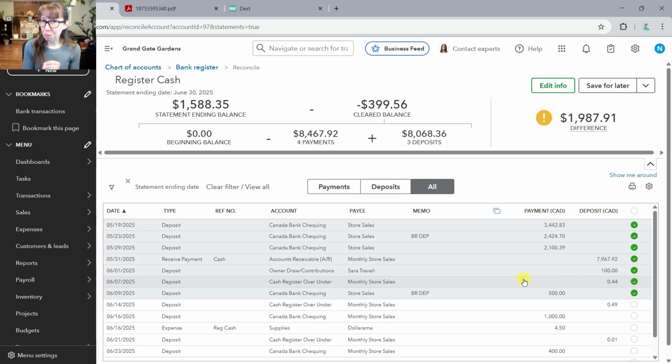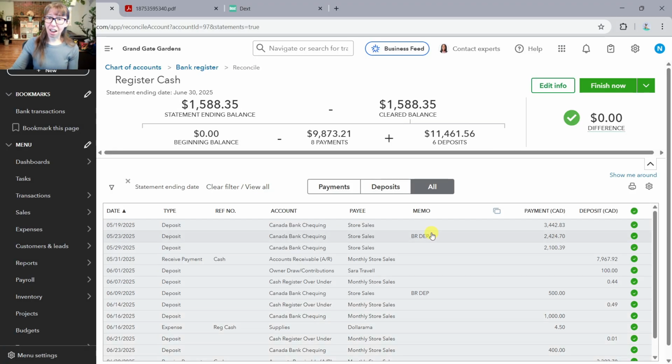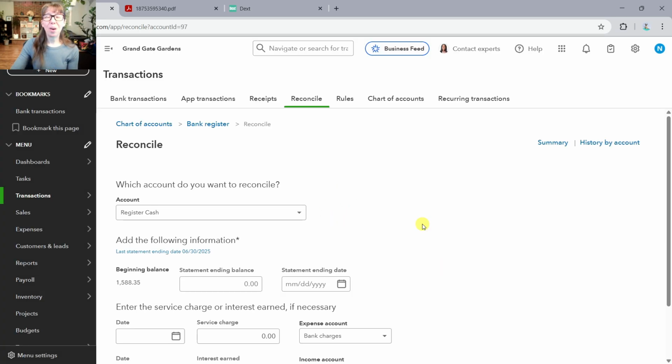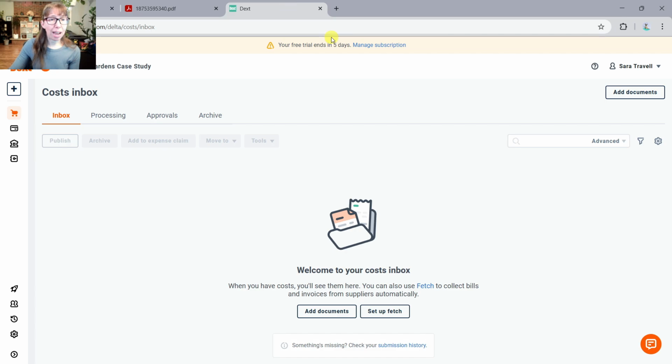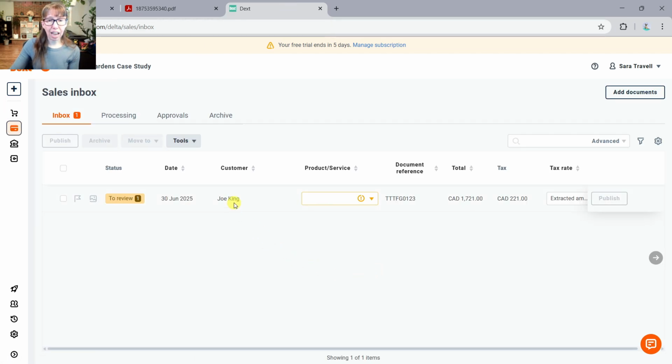But we've had a sneak peek at our general ledger. We know that it does end at the number we want, so we can just select all of these. Yes, select all. And now we can say finish now. And we are done. So that is it for the June 30th register recap. Let's go back to Dext. We'll go back to the sales. And now let's take a look at the next item for us to review.